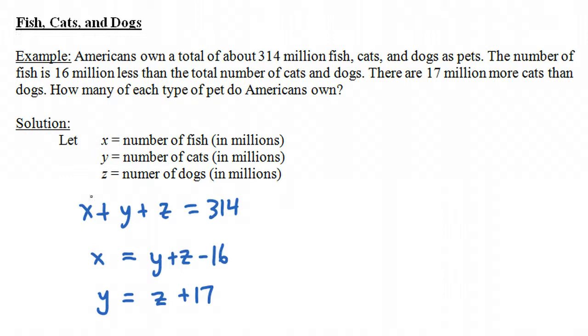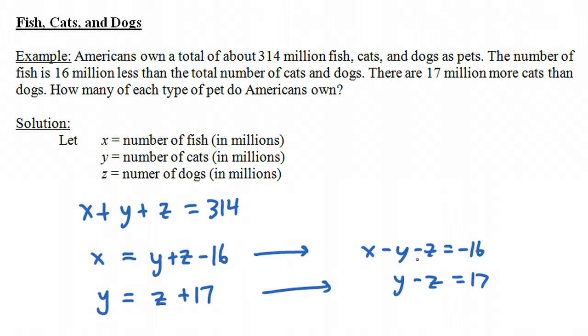Okay, now we want to set up a system of equations and solve it. We have a system right here, but I like to rewrite the equations so that all the variables are on the left-hand side of the equation. So I'm going to rewrite this second equation by subtracting the y and subtracting the z from both sides. And I'm going to do the same thing for the last equation, subtracting z from both sides, and we get this. So our three equations are these three here.